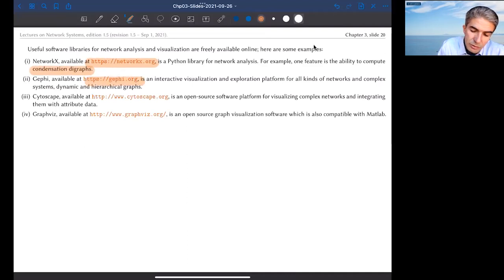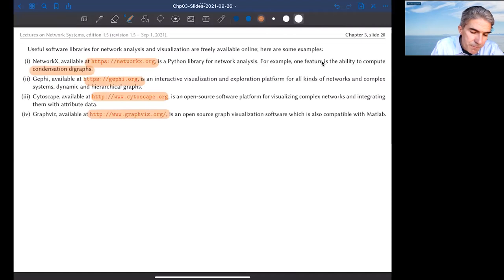Gephi is a standalone visualization, exploration, interaction software. Cytoscape and GraphViz are other choices. And there are many more. For example, MATLAB, Mathematica, Maple, and have lots of routines that allow you to manipulate graphs. All right, perfect.